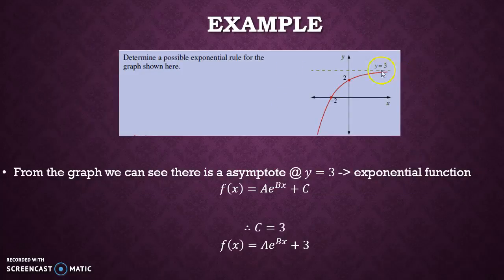As you can see, we've got an asymptote here at y equals 3. That is our c value. If you remember when we looked at graphing exponential functions, the c, or the constant, was the asymptote. So we can straight away from our graph say that the c value is 3, and so we can come up with our model that f(x) equals a e to the power of bx plus 3. So that's the first constant discovered.